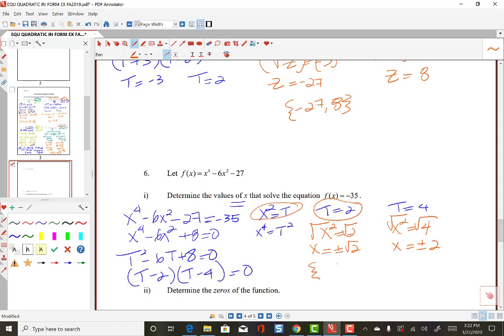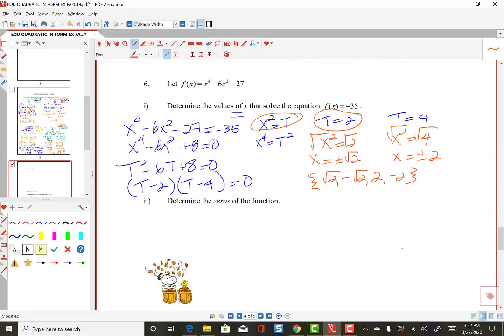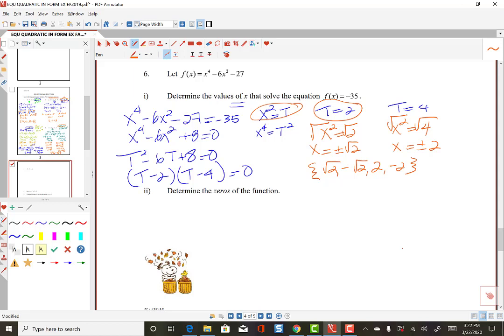So now if I go and write my answers in solution set notation, I have the square root of 2, negative square root of 2, positive 2, negative 2. Again, look at this exponent. It's a 4. I got 4 answers. This is not an accident. All right, now same function, but now it says determine the zeros of the function.